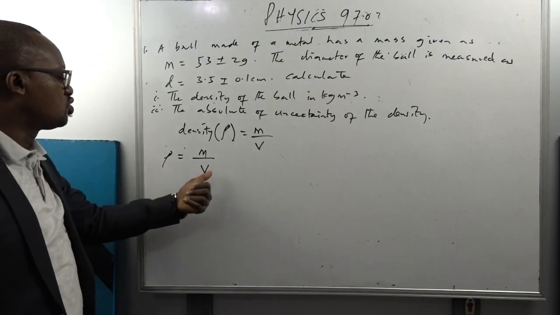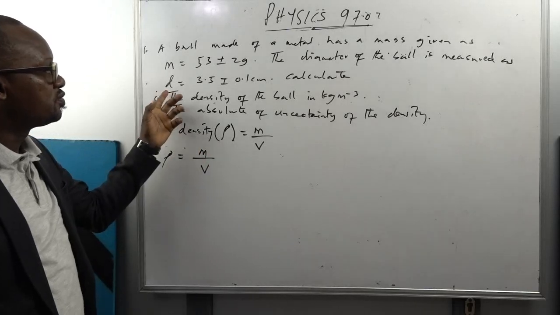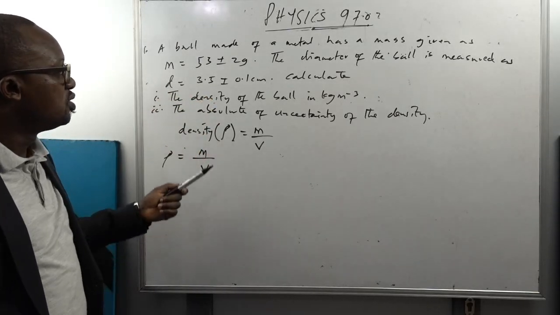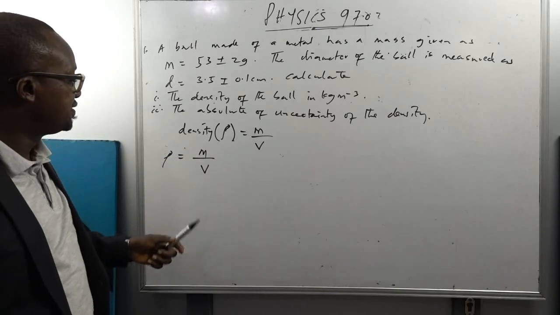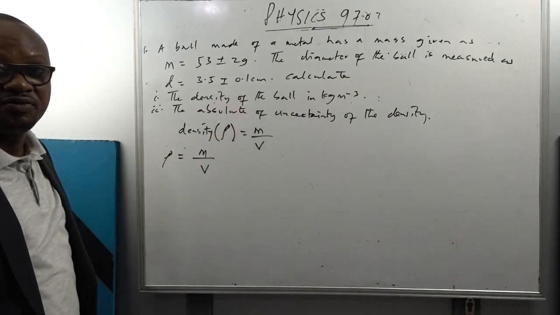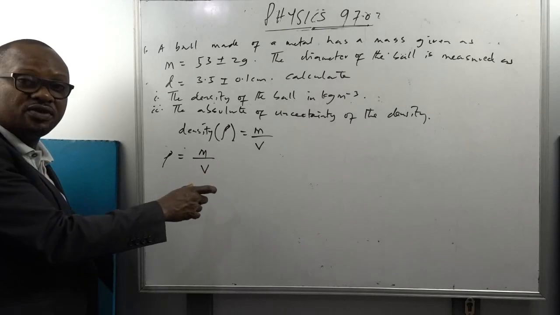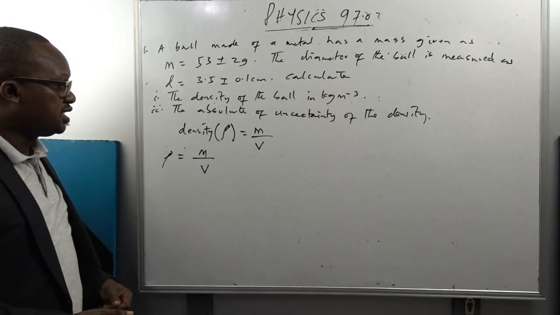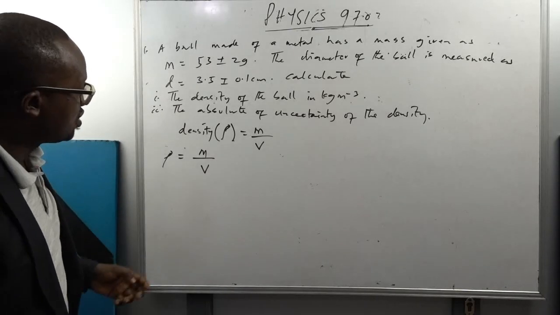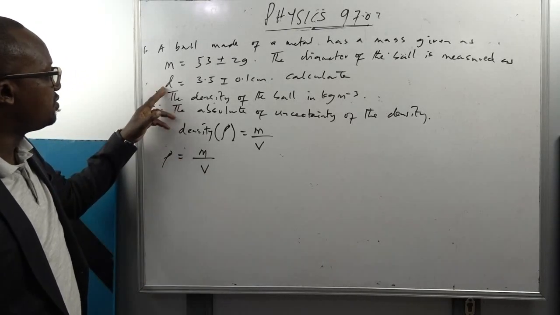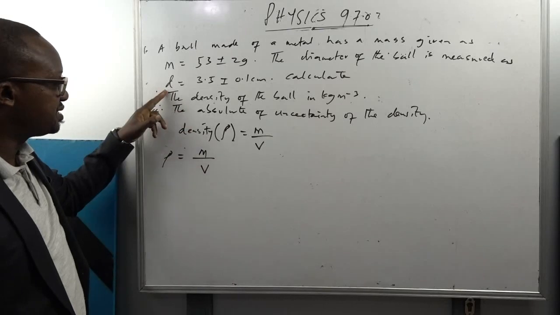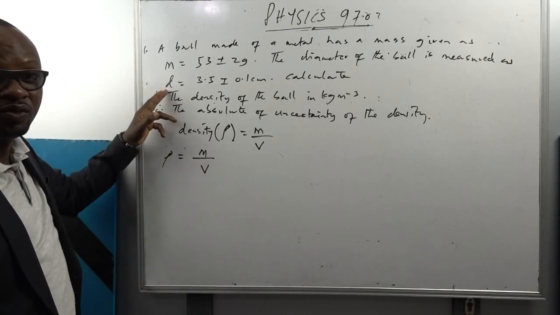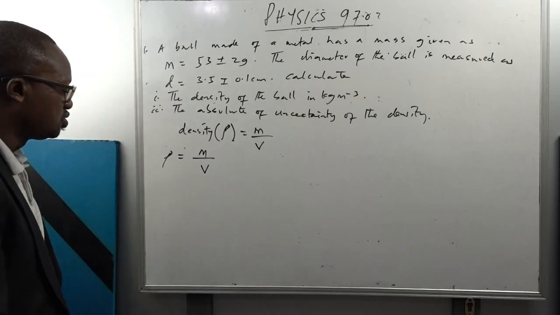The first way is for you to first calculate the volume from the diameter. And when you do that, you also calculate the absolute uncertainty of volume before you now use what you have gotten for volume to determine the reading for density. Instead of doing it like that, because volume is calculated from diameter, why not express volume in terms of what? Of diameter. How do we do that?